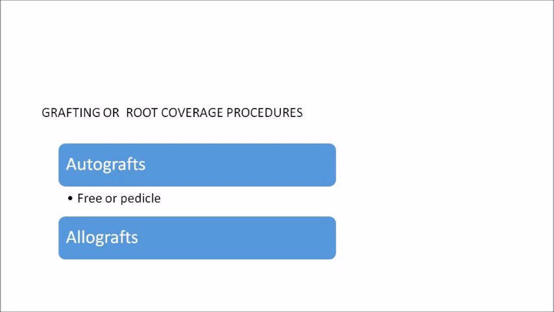Free autograft, whereas pedicle graft, it is pedicled at its base in its original site. It is not completely freed from its original site. So a lateral pedicle graft where the graft tissue is just laterally repositioned without cutting it from its base. This is a pedicle graft. So this is about autograft. Then we can also place allografts to cover root recession.